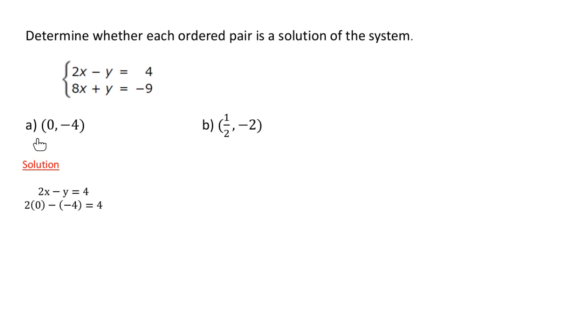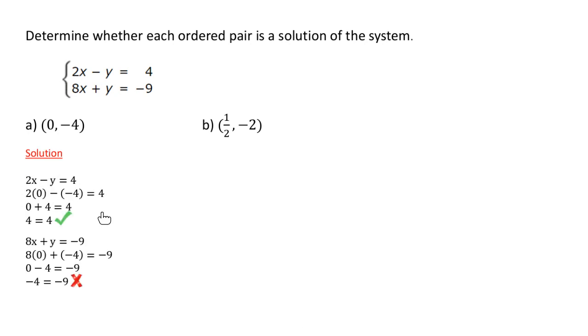So for A, we plug in 0 for x in the first equation and 0 for y in the second equation, okay? So we have 2 times 0 minus a negative 4. 2 times 0 is 0, a negative with a negative is a positive 4, so it equals 4. So the point (0, negative 4) is a solution for this first equation, but we have to make sure to check if it's a solution for the second.